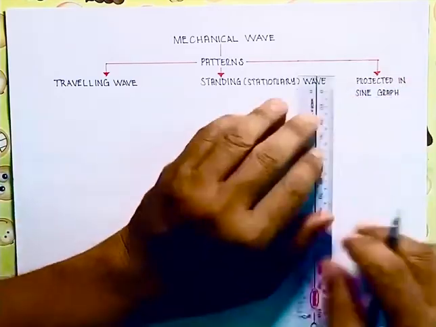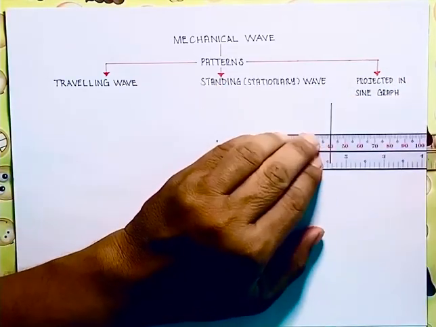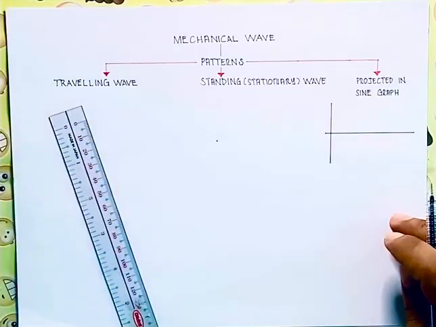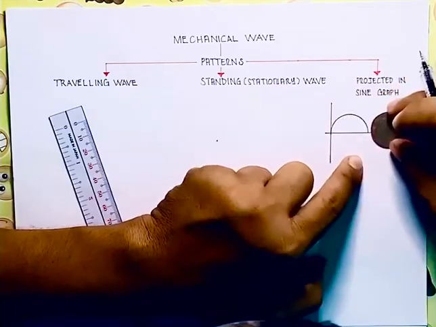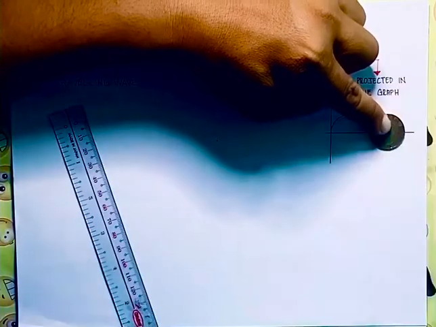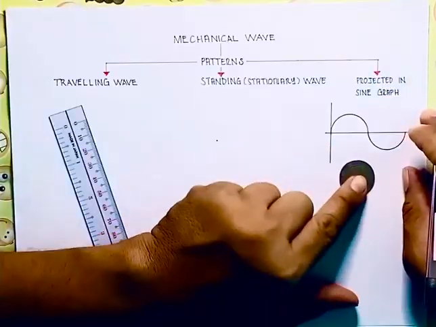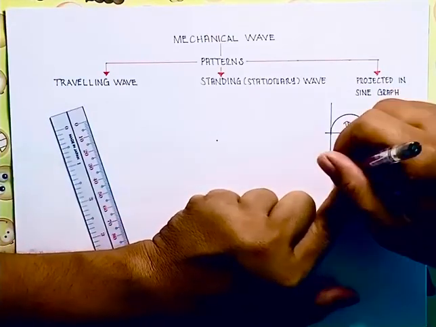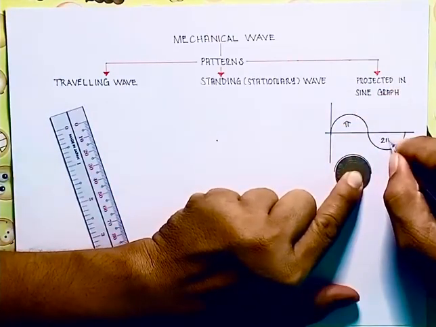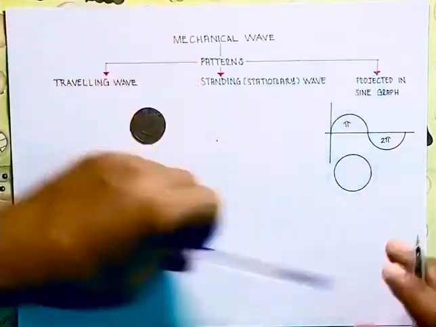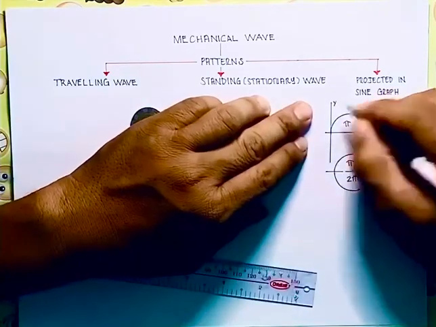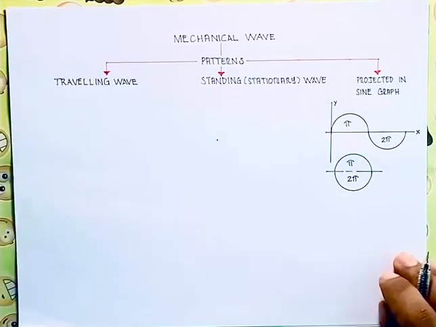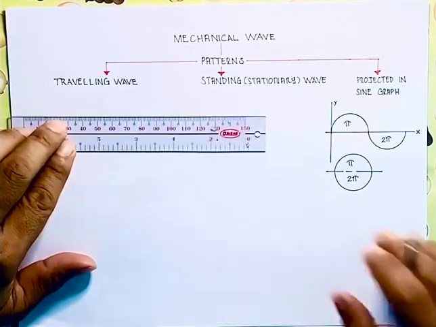So the mechanical wave and its patterns can be projected in what is called a sine graph. So a sine graph simply is divided into two semicircles. The first half of the circle is calculated with pi, and the completion of a circle is 2 pi. So basically, one sine wave consists of one oscillation or one revolution.